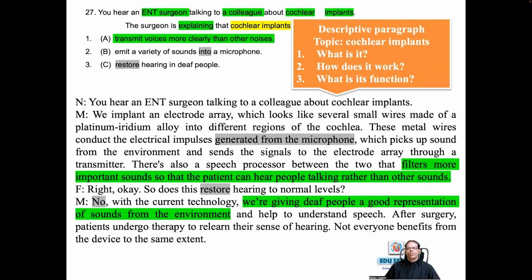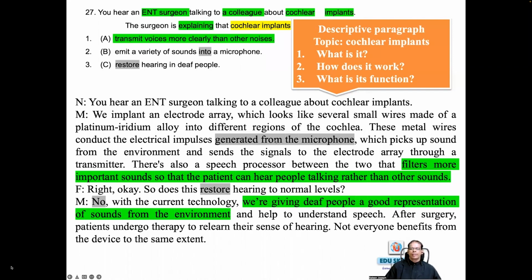So this is called a descriptive paragraph. I believe I have explained to you about six types of paragraphs, right? Maybe many of you have attended it. If you know the nature of the paragraph, it helps you to understand easily where the answer is. So this is a sort of descriptive paragraph. The topic is cochlear implants, and the paragraph begins by saying what a cochlear implant is. Then it says how it works. Then what its function is.